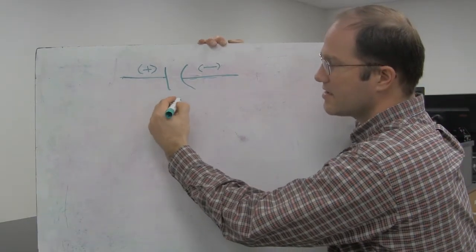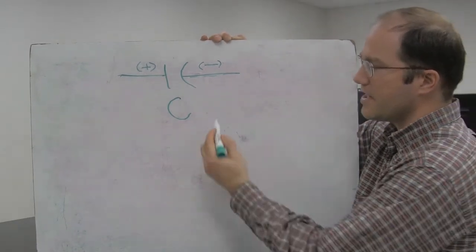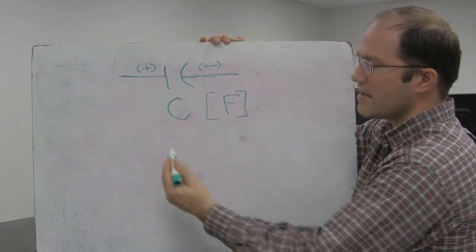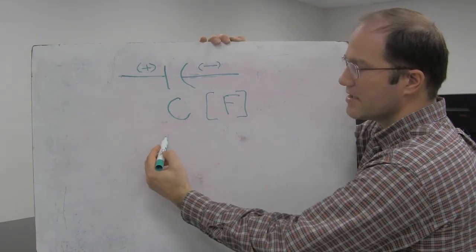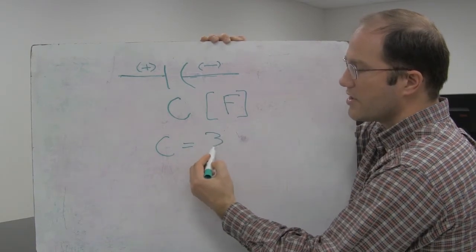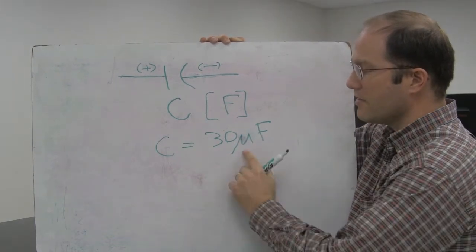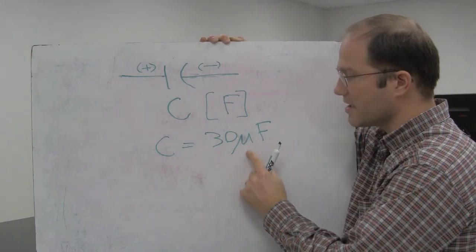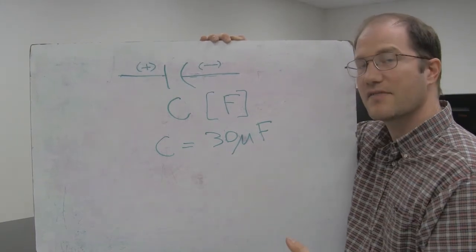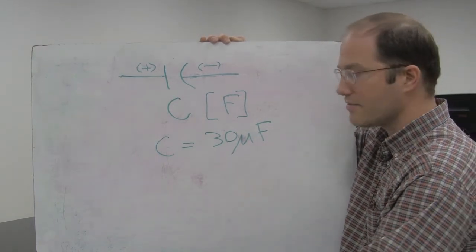So we have this little electrical component called the capacitor. It's C for capacitor, and its unit is the farad. You might say I have a capacitance equal to maybe 30 microfarads. The micro there means times 10 to the negative 6th, so that would be 30 times 10 to the negative 6th farads. That will be a typical capacitor value.